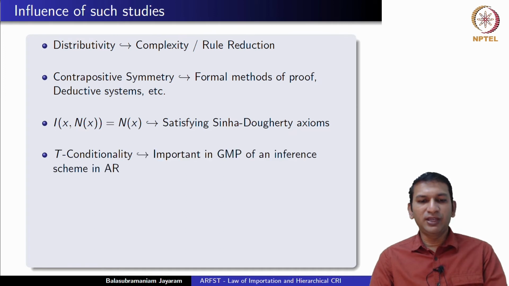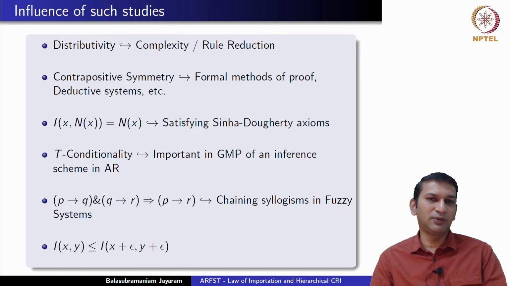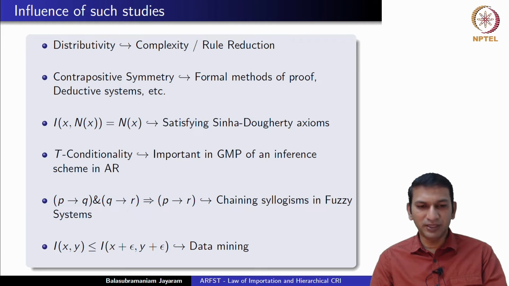Of course, we know about T-conditionality, how it is important in the generalized modus ponens inference scheme, especially when we discussed a single CISO rule. This hypothetical syllogism is again useful in chaining syllogism in fuzzy systems. And this inequality, which is called the special inequality, such implications are called special fuzzy implications. They are shown to be useful in some data mining applications.